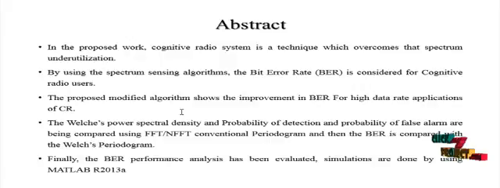The Welch power spectral density, probability of detection and probability of false alarm, that is PFA and PD, are compared using the FFT, NFFT convolution and then the periodogram. Then the BER is compared with the Welch periodogram. Finally the BER performance analysis has been evaluated. Simulations are done by using MATLAB.